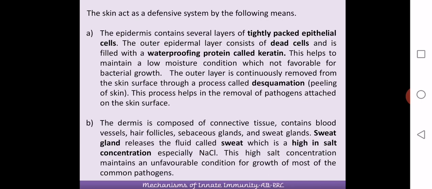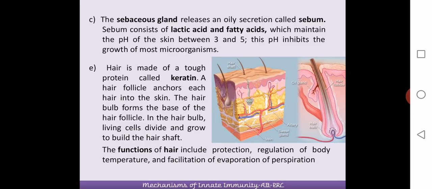And this high salt concentration maintains an unfavorable condition for the growth of microorganisms. We know that when the salt concentration is higher, the osmotic balance of the organism will be lost, and that leads to cellular destruction. The second point in the dermis is the sebaceous gland, which releases an oily secretion called sebum. And this sebum is antimicrobial, as it contains lactic acid and fatty acid.